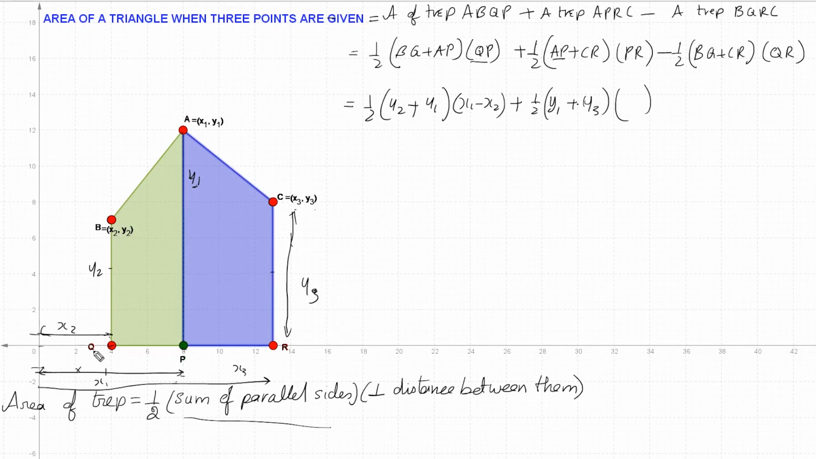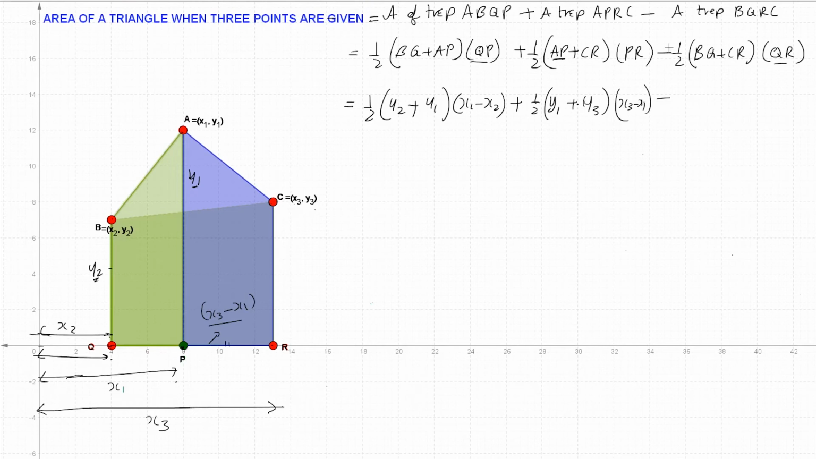PR is nothing but this distance from here till here. Now, this distance is nothing but this full distance, which is nothing but X3. Yes, and minus OP I can write. Right, so I can write this guy as X3 minus X1. Why is that X1? Because this is the distance I'm subtracting from this full distance. So we got this to be X3 minus X1. Let's write it here. That is X3 minus X1. Beautiful. Let's go with the last trapezium.